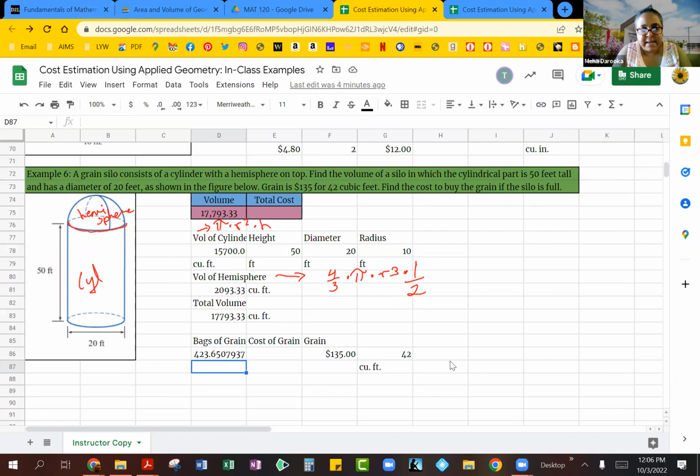So, Amanda, you said we have to round down, and then Michael, you were not sure if we need to round up. So can you guys give me a reasoning of what we need to do with our bags of grain? Do we round up that number or do we round down? And why?